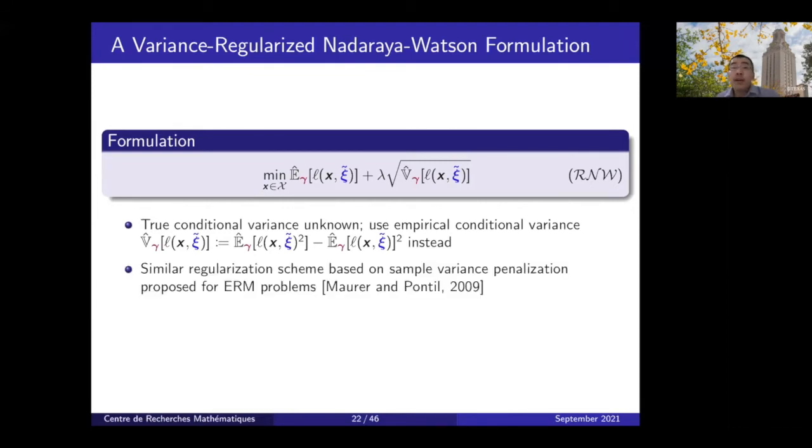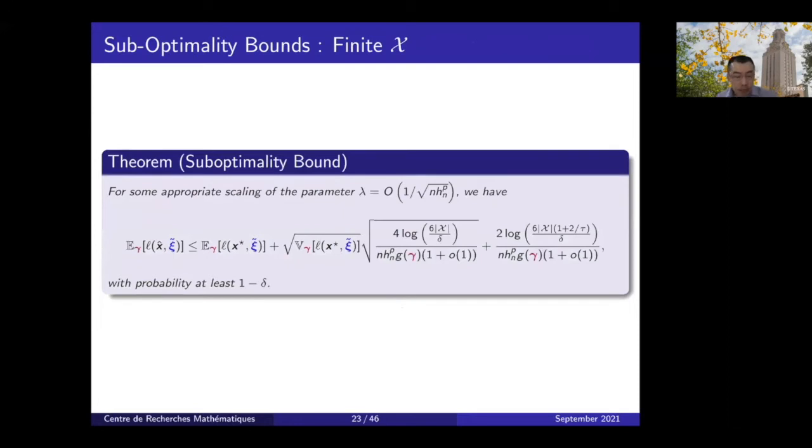We remark that similar ideas have been proposed in the empirical risk minimization literature, where we have a variance regularized sample average approximation for the optimization of unconditional expectation. Now, in general, such a variance regularized formulation is non-convex, even when the loss function is convex in X for all xi. We will address this later. But before that, we derive sub-optimality bounds on the solution to the regularized empirical model.